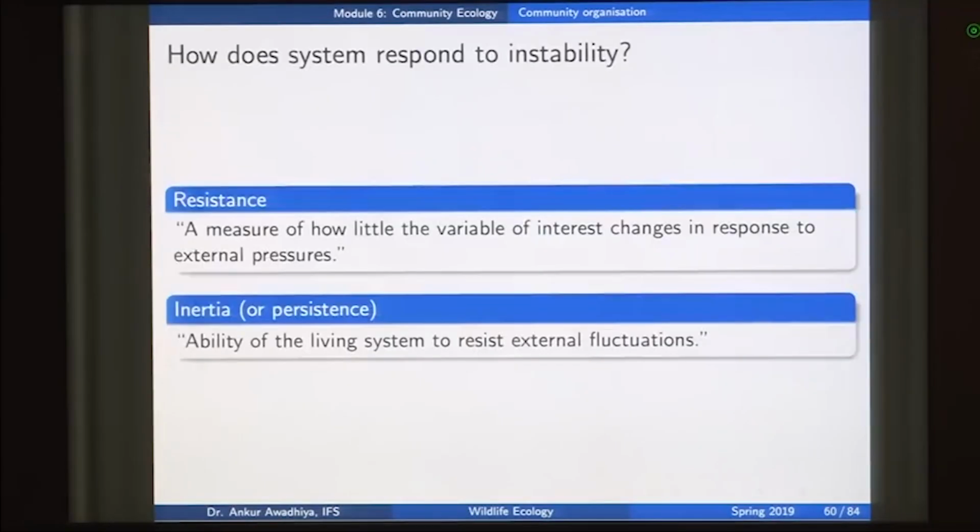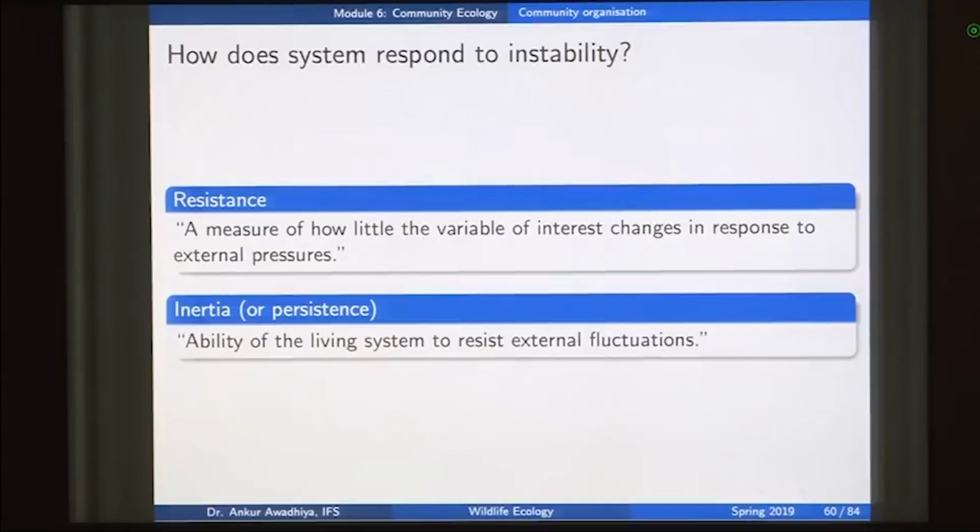Now, if there is a change in the system, how does the system respond? Again, we talked about these two things. One is resistance. Resistance is a measure of how little the variable of interest changes in response to external pressures, or how much resistance your community is able to put towards the external threat. If your community is very resistant, there will not be much change in any of the variables that you are measuring. However, if your community has less resistance, then the level of change will be very high.